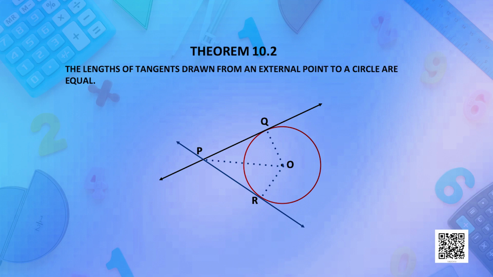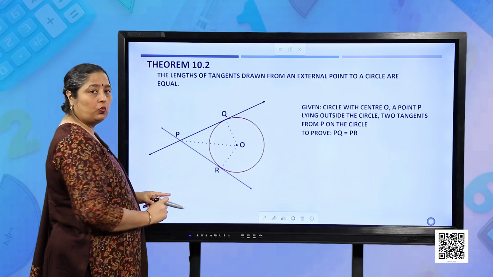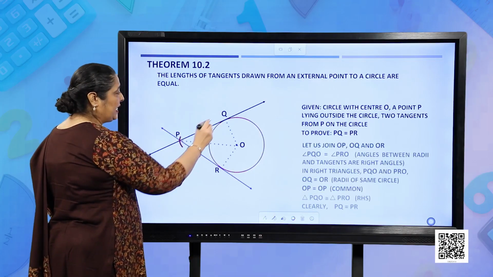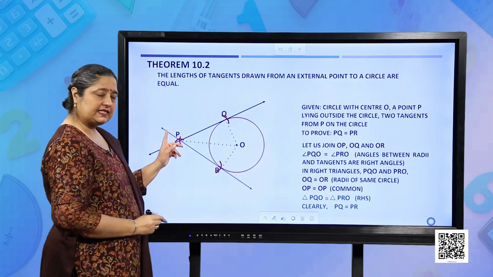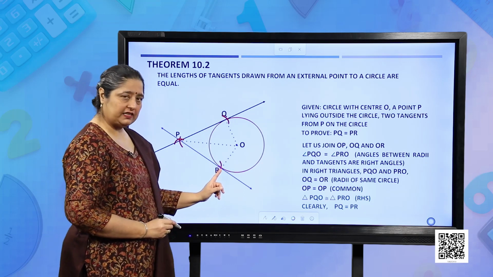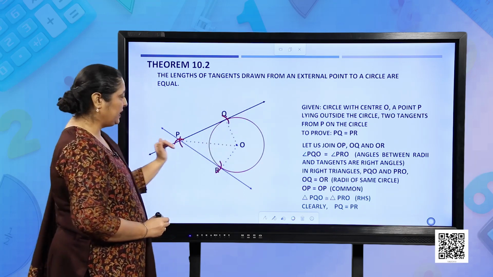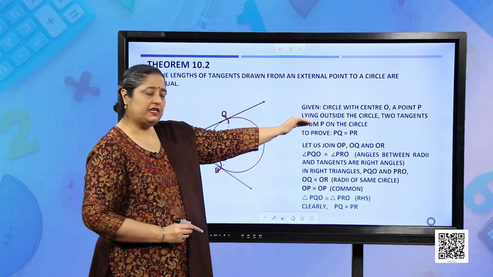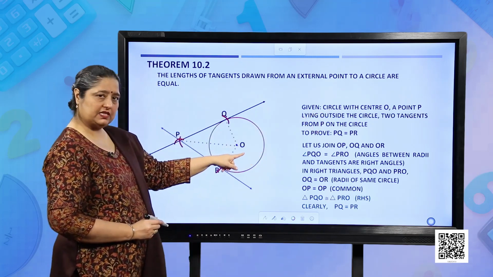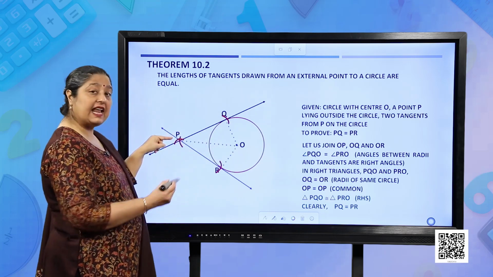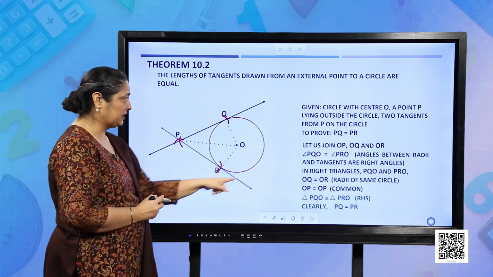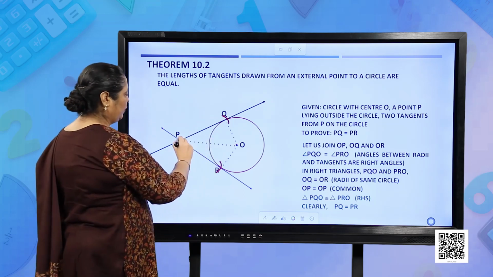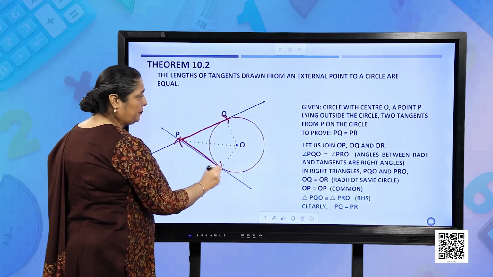The lengths of the tangents drawn from an external point P to a circle are equal. What is an external point? What do you mean by this? The question says PQ is equal to PR, right. P is an external point and Q and R are points of contact, wherein PQ is one tangent and PR is another tangent. So, what is given? Given is a circle with center O, a point P lying outside the circle, two tangents from the point P to the circle, and what we have to prove? We have to prove that PQ is equal to PR.